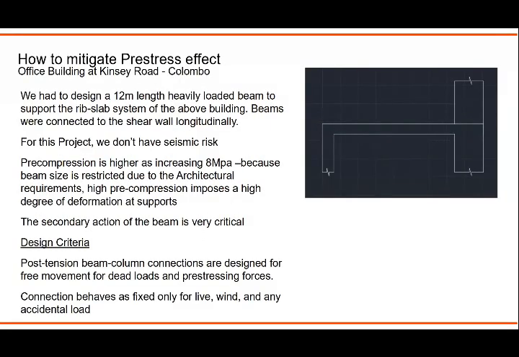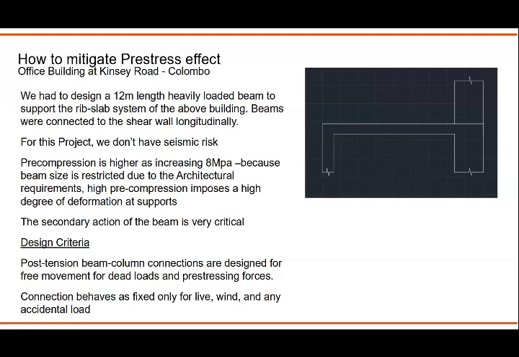This is the Kinsey Road project. Here we mitigate the effect of post tensioning by providing pre-compression. In this project we have a 12 meter length of heavily loaded beam. We have to control the beam depth to satisfy the architectural requirement. As I remember, it was 100 meter or something. The total rib slab was supported on this beam, so we definitely had to go for post tensioning.